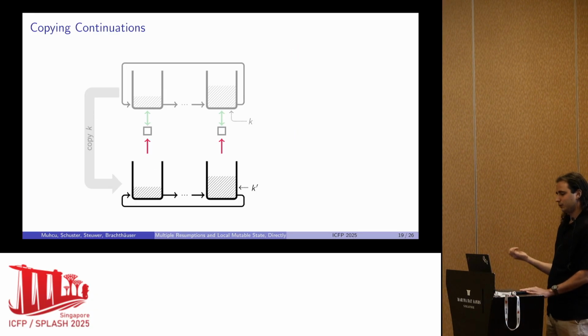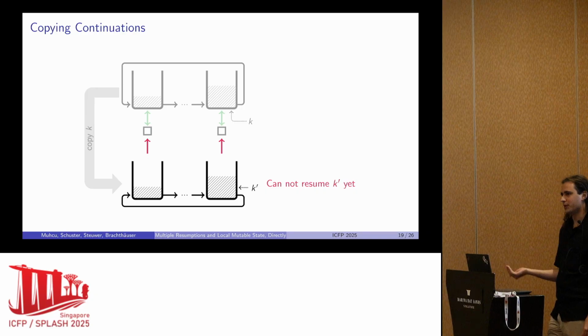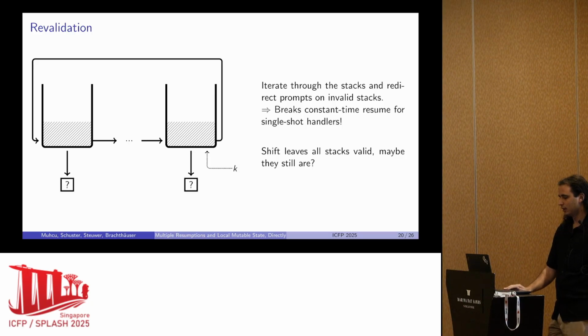Now, with that, we can copy a whole continuation by copying each stack individually. But now, of course, we cannot resume the copy because these stacks are all invalid. Now, if we want to resume in a possibly invalid continuation, we first have to revalidate all the stacks.